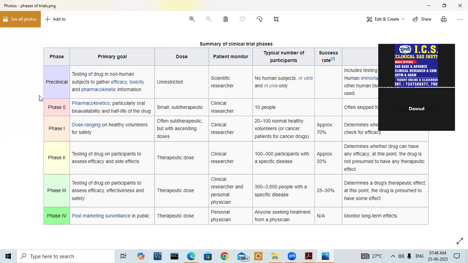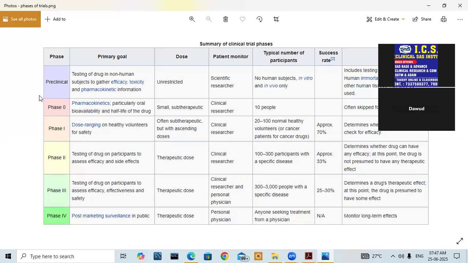Any poison shows some efficacy in some cases, but it is not safe to use. So we can't call a poison a drug. To call a substance a drug, it should be safe and it should show efficacy. Now, we don't know whether any substance is safe to use in human beings or not.